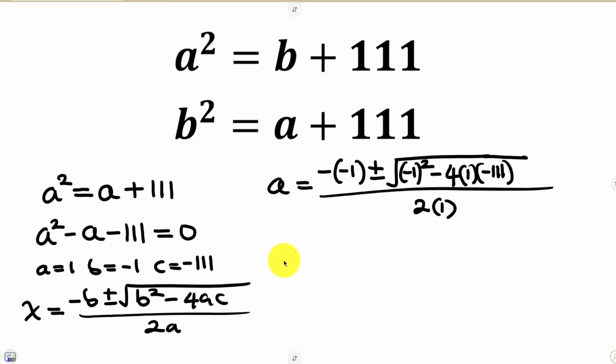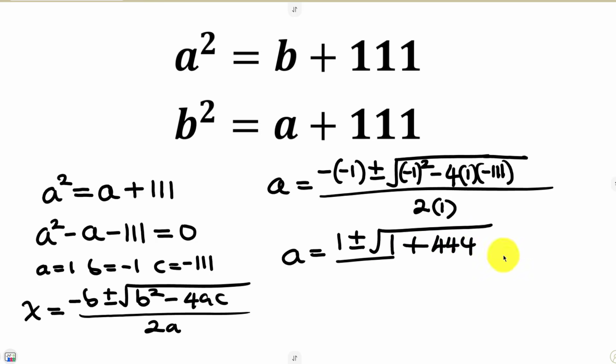So this reduces to a equal to negative times negative 1, which is positive 1, plus or minus the square root of negative 1 squared, which is 1. And then negative times negative gives positive, 4 times 1 times 111 is 444, all over 2.